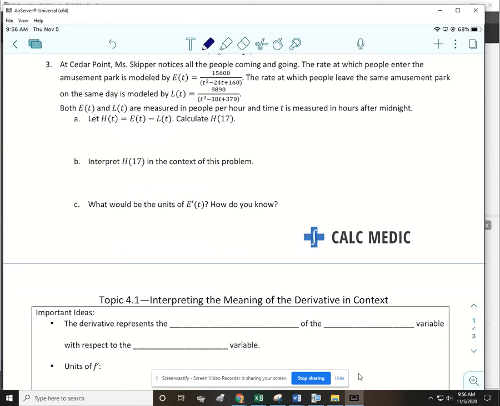So we're going to let H of t be equal to E of t minus L of t. And we're going to find H of 17. And that's just going to be E of 17 minus L of 17. And that can just be found in the calculator. So I'll just jot down what you get when you put 17 into E and when you put 17 into L. All right, that's going to give us negative 380.281.